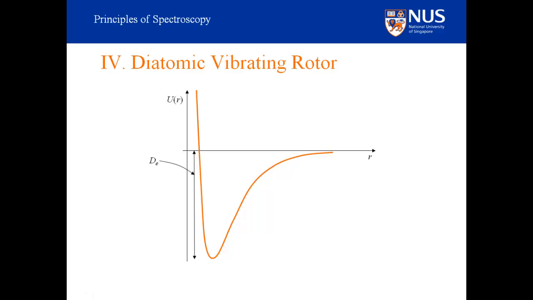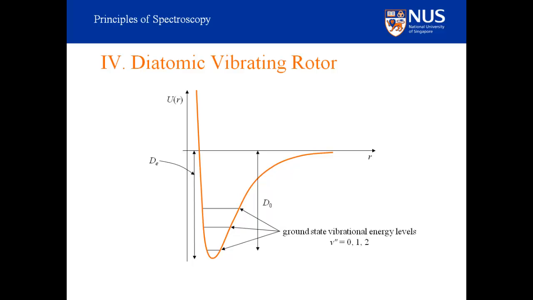The difference in energy between the bottom of the potential energy well and the dissociation limit is the dissociation energy from the bottom of the potential energy well and is labelled DE. The solid lines here identify vibrational energy levels for V equals 0, V equals 1 and V equals 2.